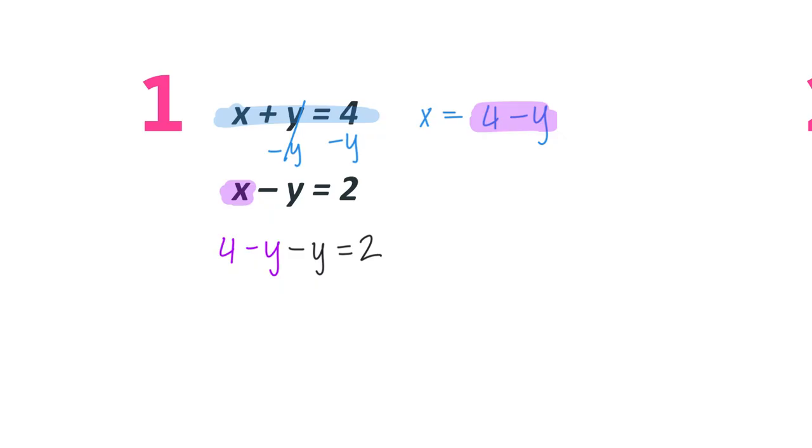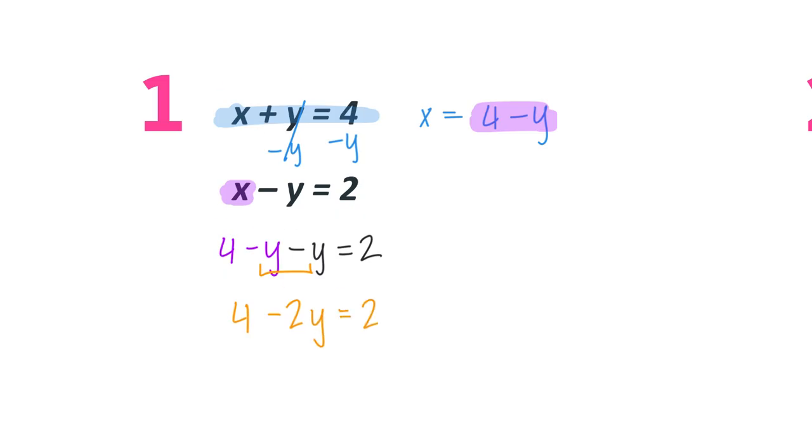Now it's just Algebra 1. This is all kind of just Algebra 1. But now I'm going to solve for y. What am I going to do first? I'm going to combine like terms. Here are my like terms. I'm going to combine these two. I'm going to end up with 4 minus 2y equals 2.